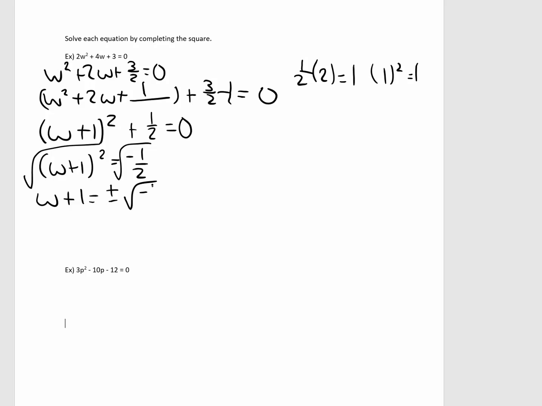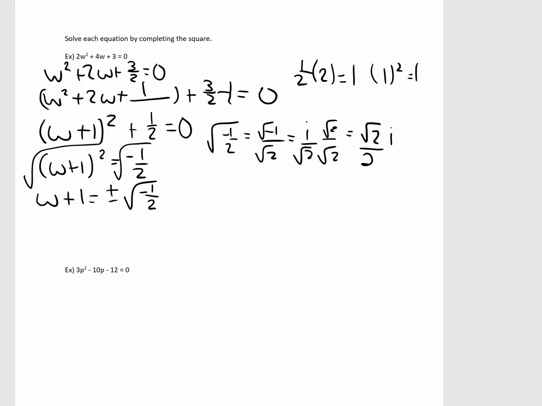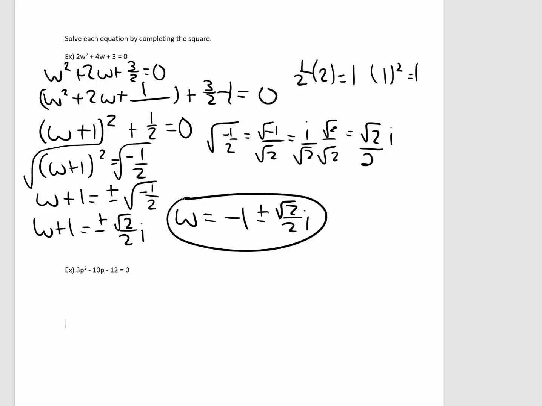Again, plus or minus. Now, let's simplify the square root of negative 1 half. When I do that, that's the same thing as the square root of 2 divided by 2 times i. And then subtract 1. And there are my two solutions. I'm not going to try to find a least common denominator. I'm going to leave my answer like this.